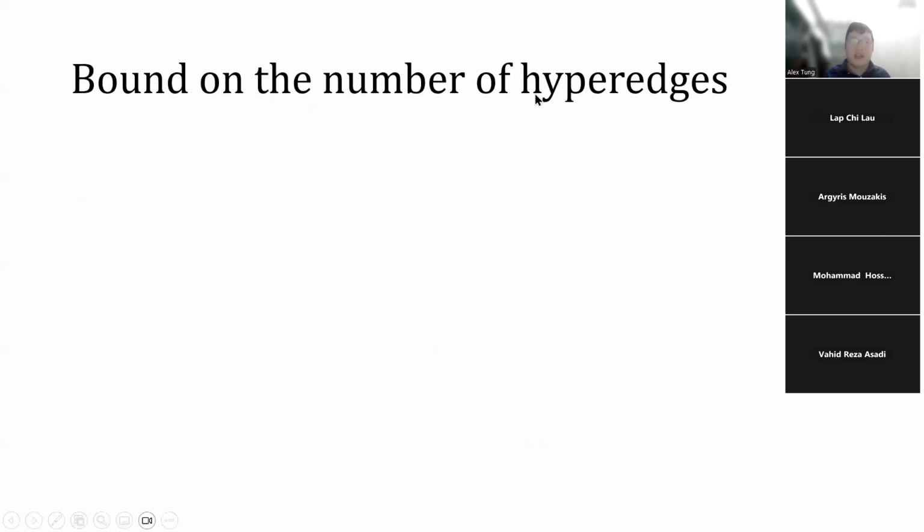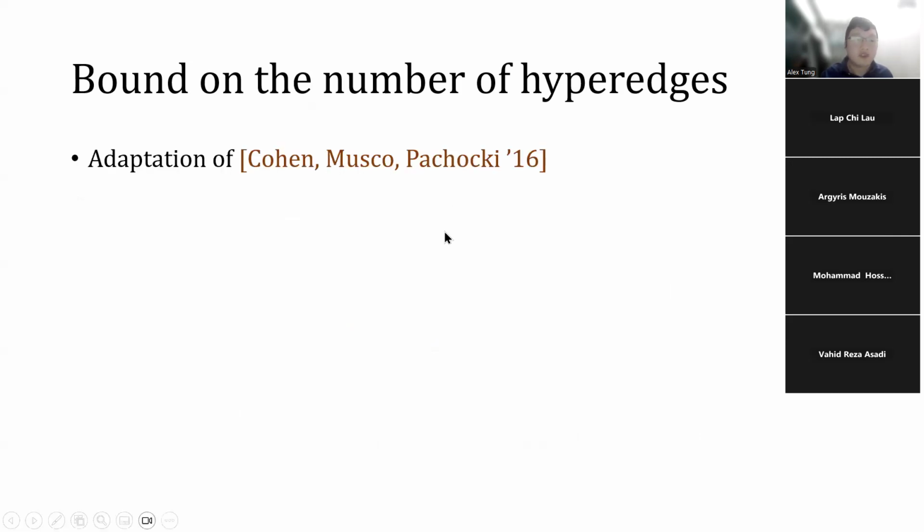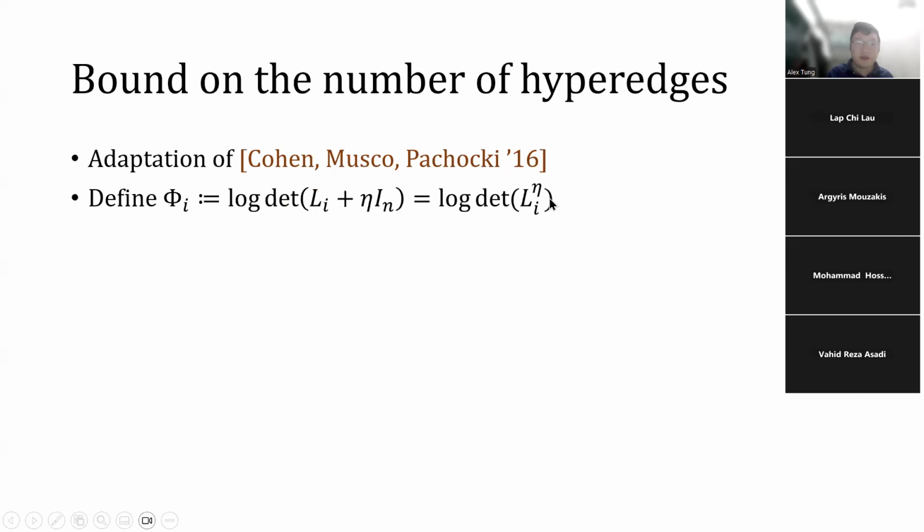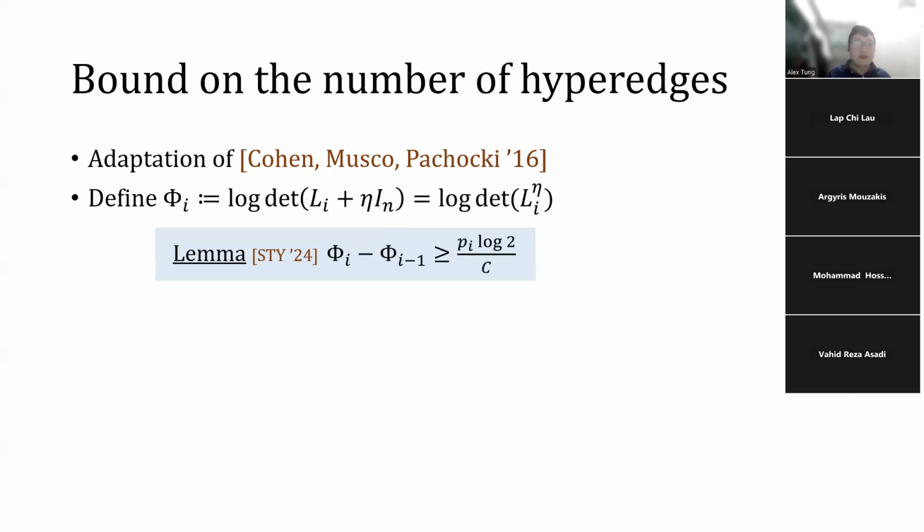And for the second part, we have a bound on the number of hyperedges. So basically, this is an adaptation of the analysis by Cohen, Musco, and Pachocki. So basically, we define this phi i to be the log determinant of the Laplacian matrix Li plus eta I_n. And then in the paper, we show that the growth of this potential function is an upper bound on essentially the sampling probability.